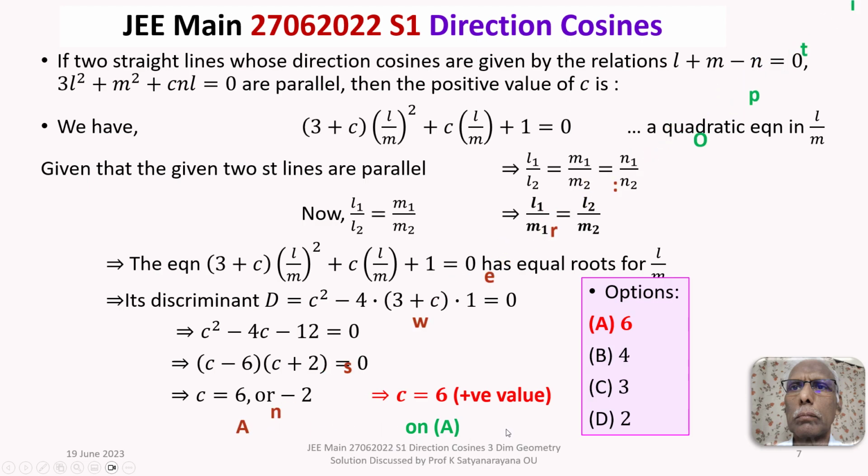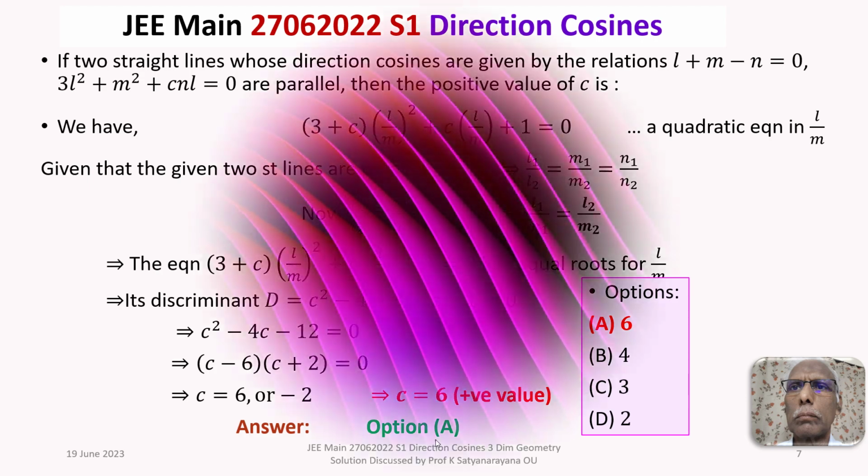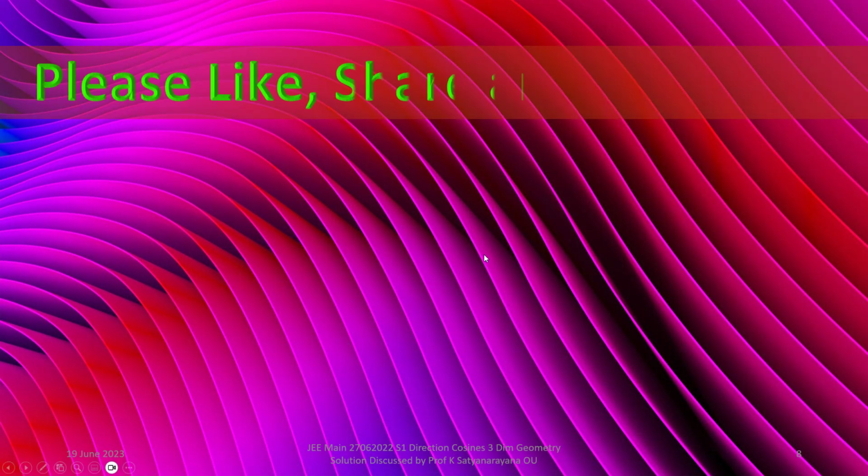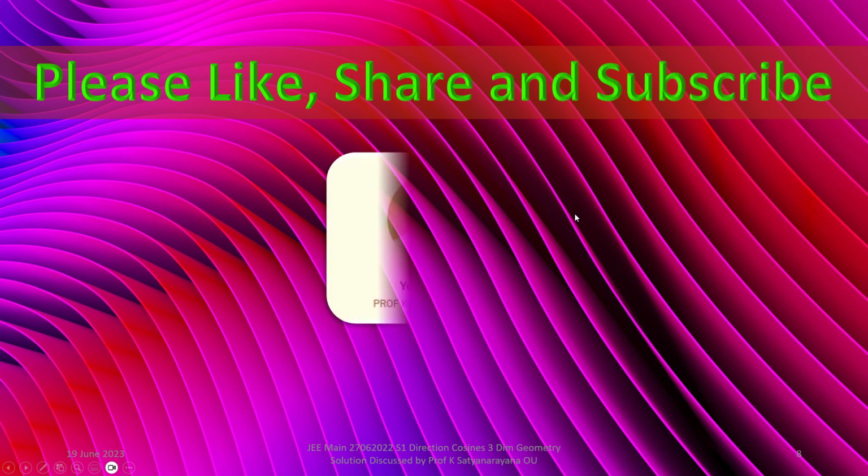So that is the detailed discussion of the solution of the problem, which is based on the direction cosines of the given two straight lines. I am sure that you have understood the solution of this problem, and I wish you all the best. Thank you.